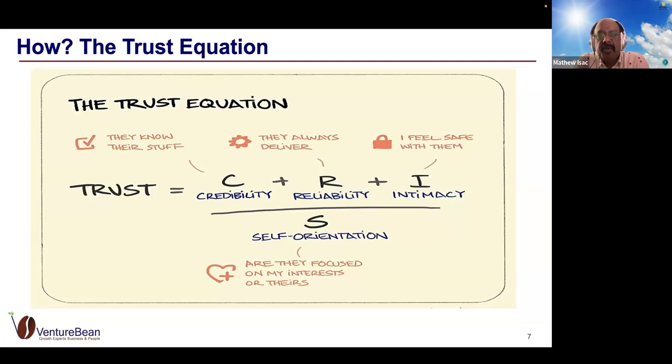Okay, so a quick one here, just keeping this in mind: what do you think builds up credibility, reliability, intimacy? Each one of these, let's take one by one. Just a couple of examples. What do you think builds up credibility?